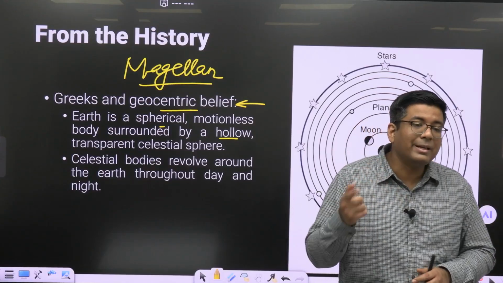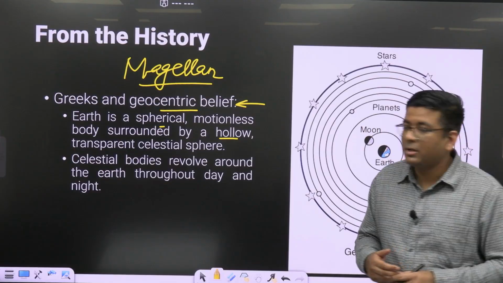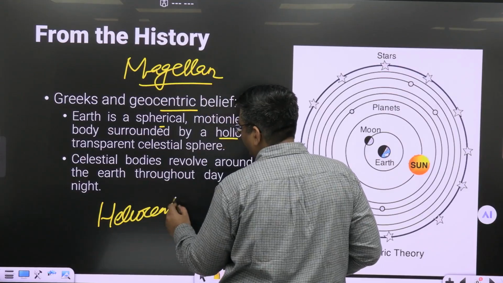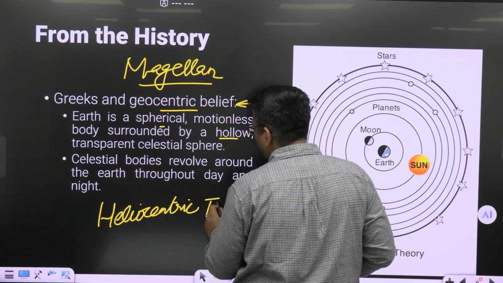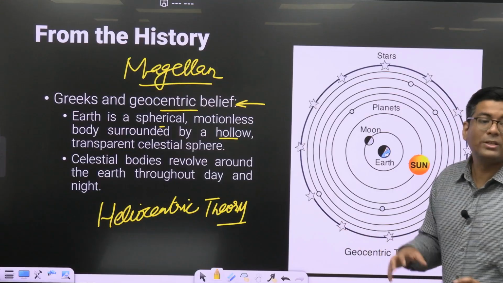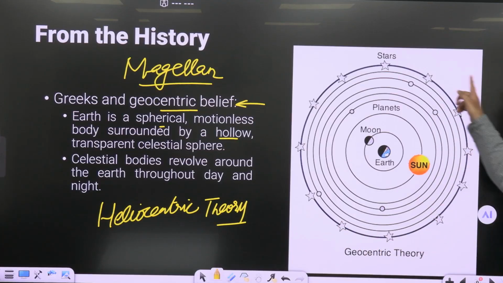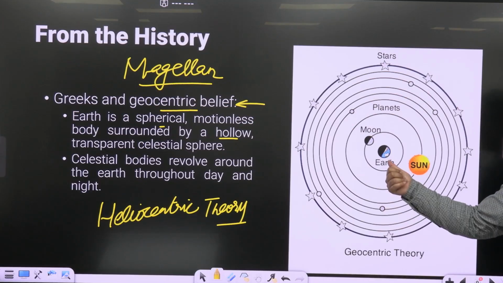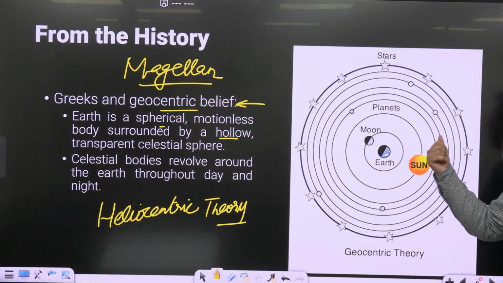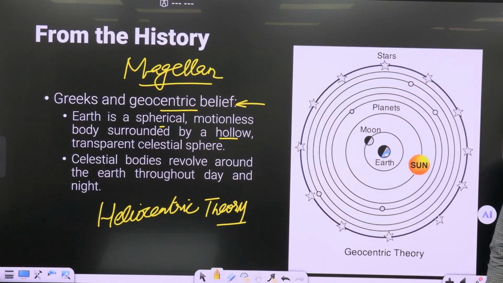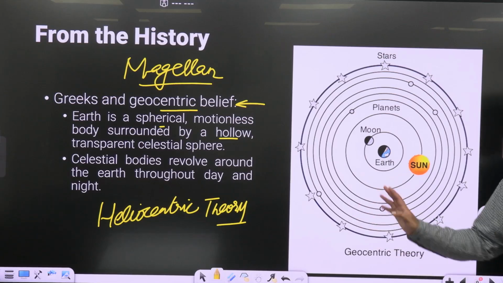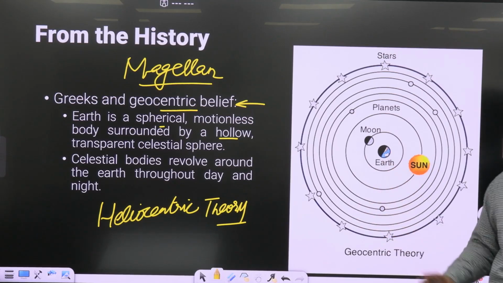Now the sun in Greek is called Helios, so there is something called the heliocentric theory. In the heliocentric theory, it is the sun which comes to the center. Now this is what you know as the geocentric theory: the earth is at the center, and around this you have the moon, the sun, other planets and other things. Now in the heliocentric theory, this is going to change. The sun is going to come to the center.